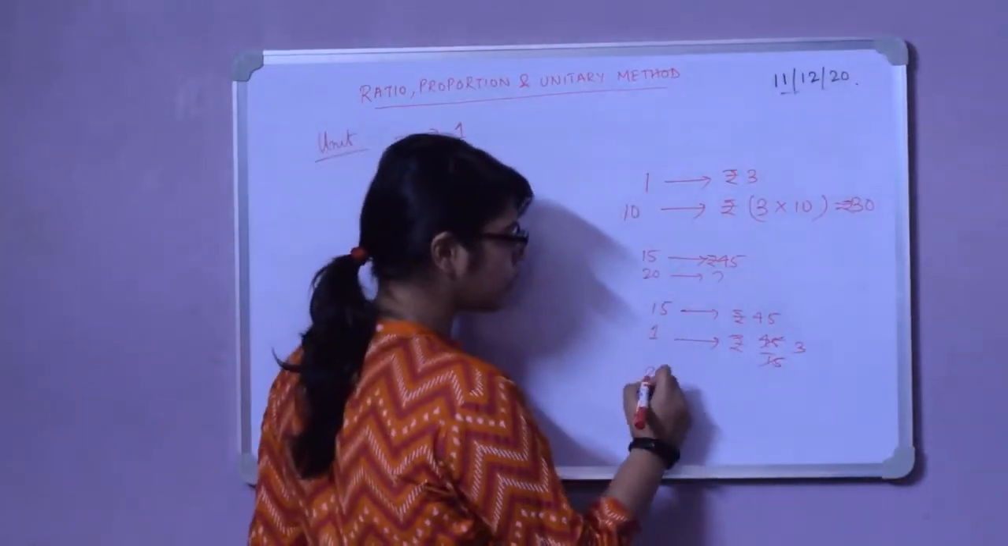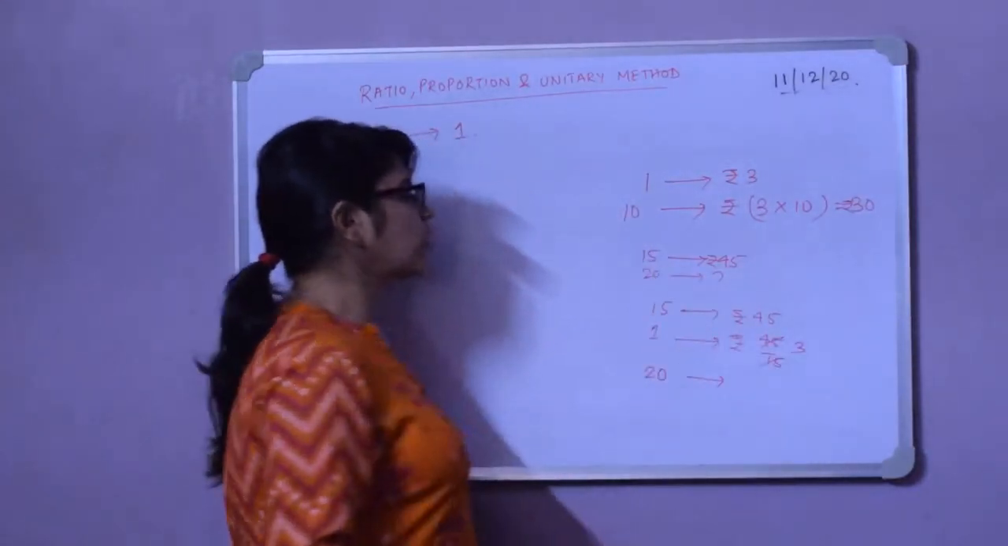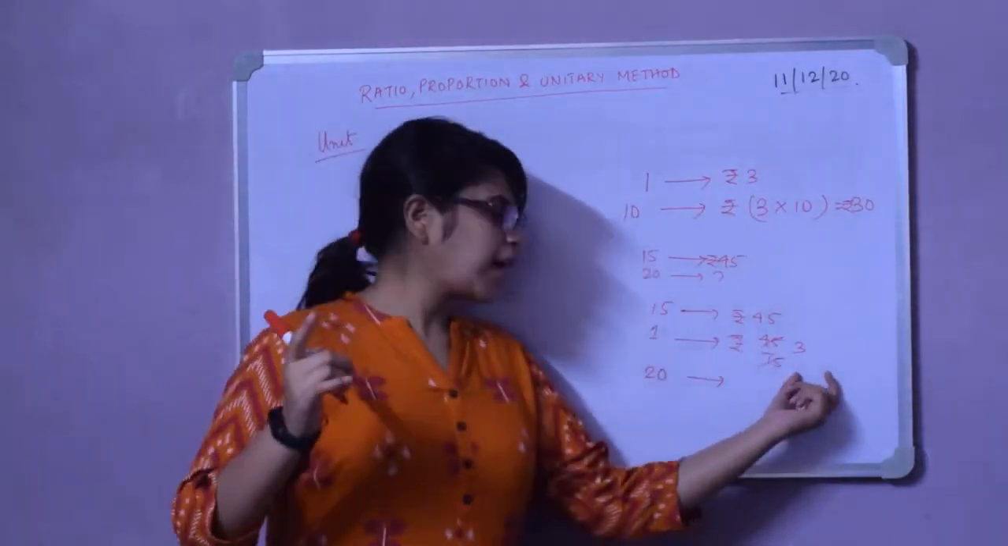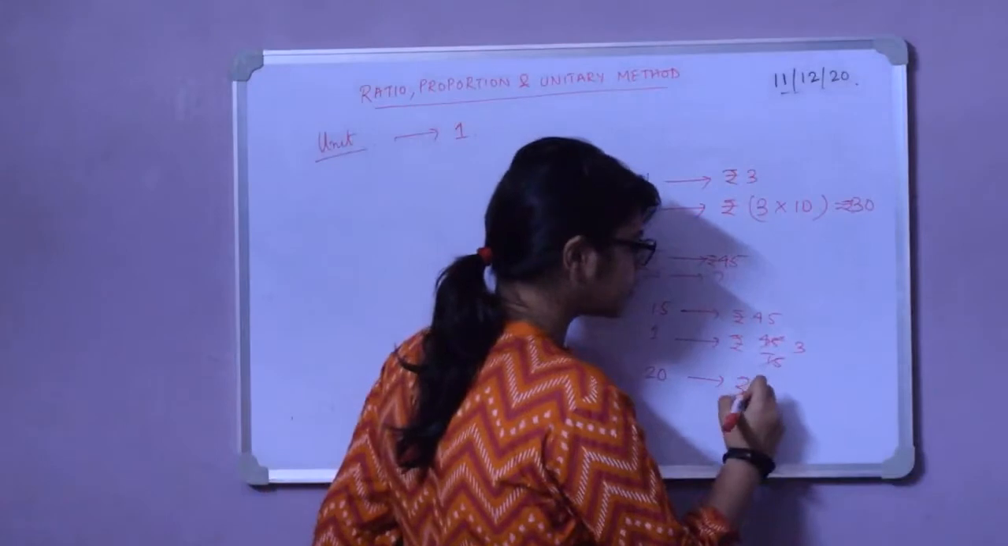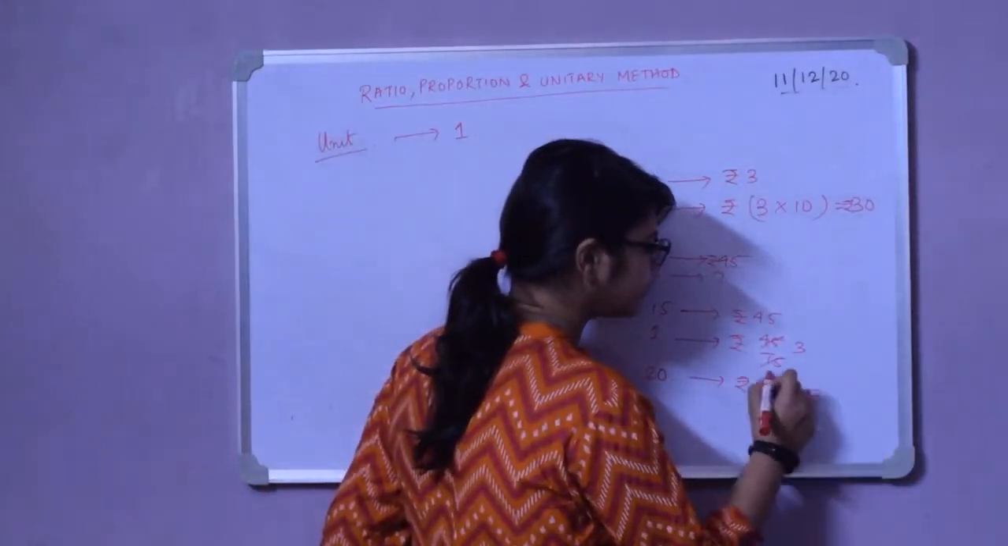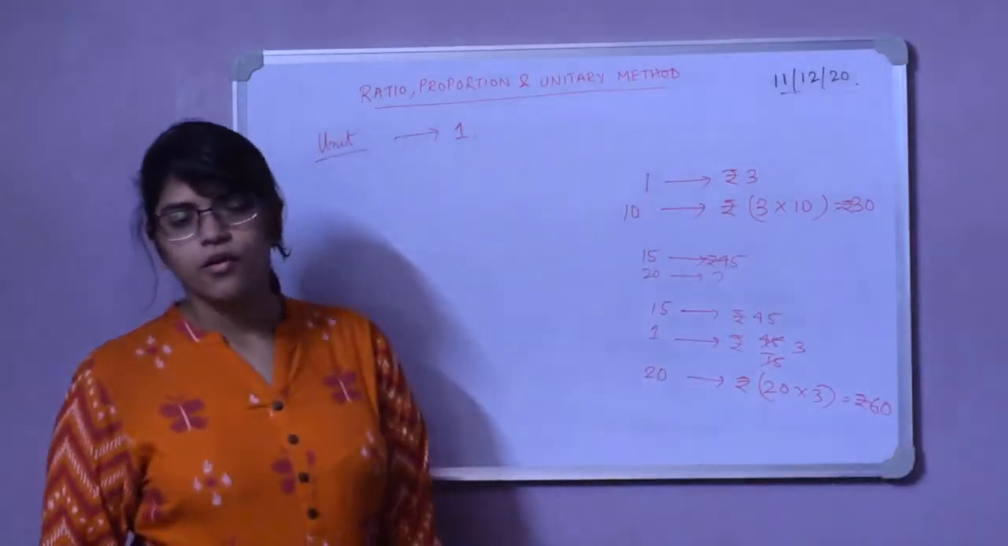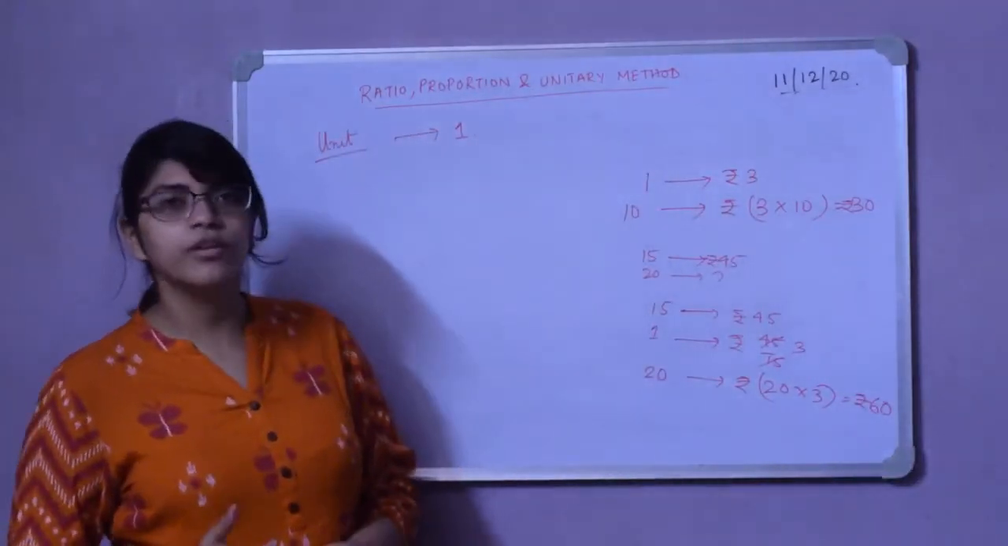Now we will find the cost of 20 pencils. We know the cost of one pencil, which is rupees 3. So 20 pencils will cost how much? 20 into 3, that is rupees 60. So that is what we are going to do in the unitary method.